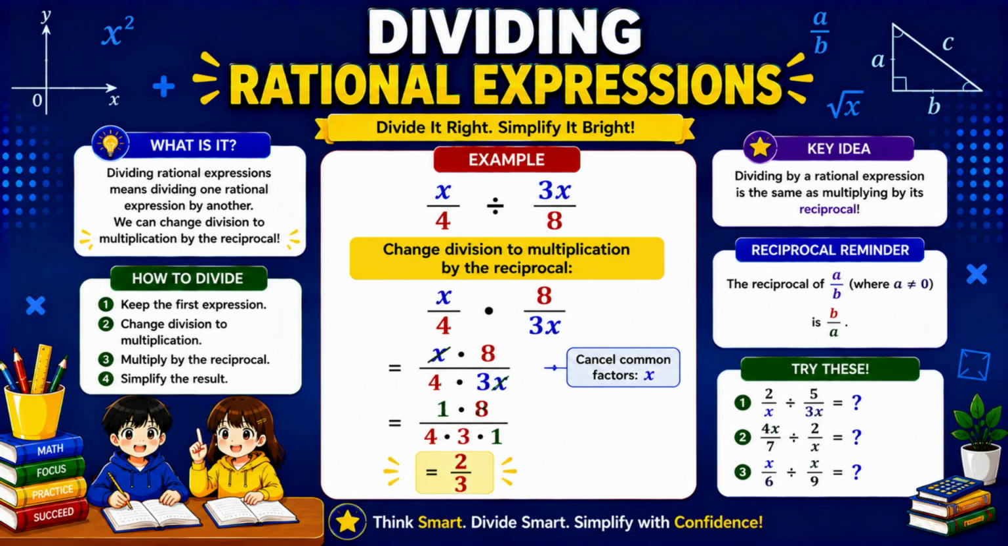When dividing rational expressions, keep the first expression, change division to multiplication, and flip the second fraction. Then simplify common factors. The result is 2/3.